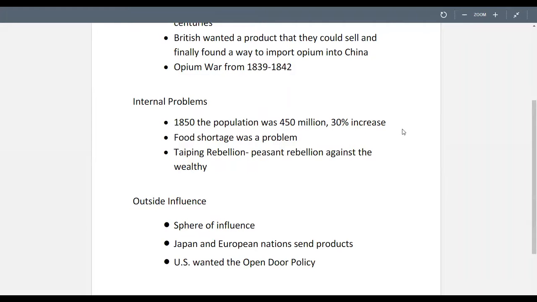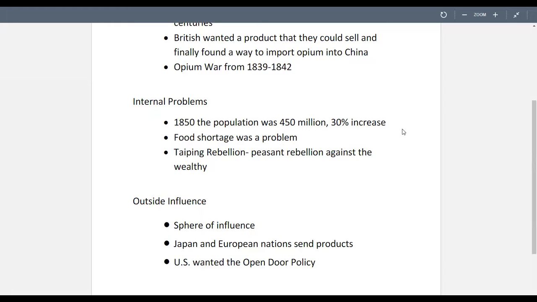China in 1850 has probably the world's largest population of a country at 450 million people. That's a 30% increase over the previous century. There was a food shortage problem. That food shortage problem causes chaos and internal strife in China, similar to what it did in France. And we have what's called the Taiping Rebellion. And it's basically a peasant rebellion against the wealthy because there's not enough food to eat.